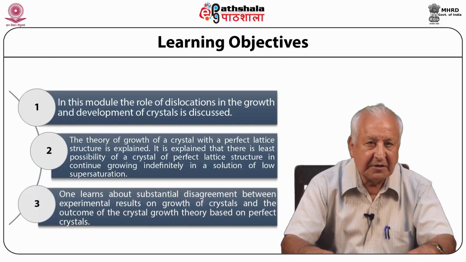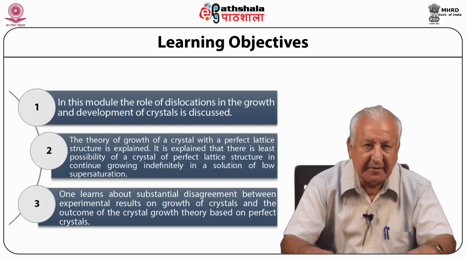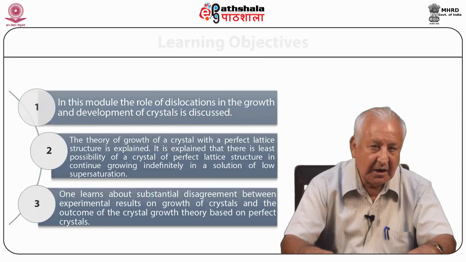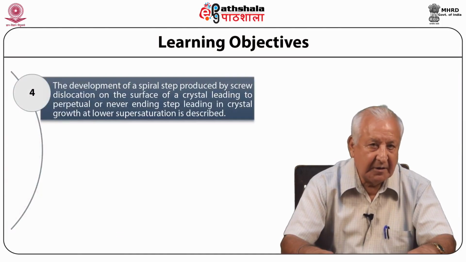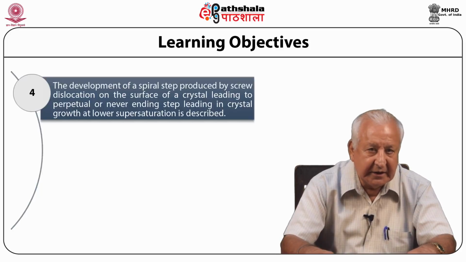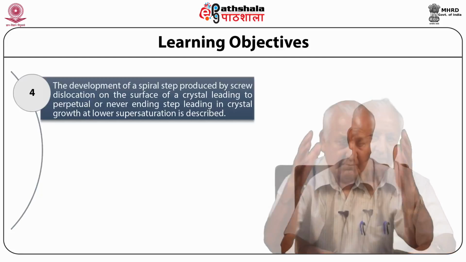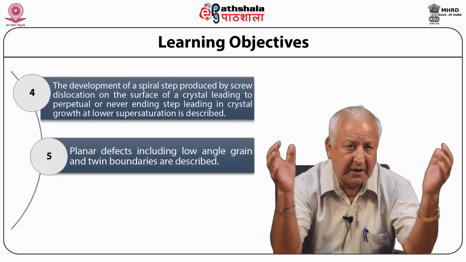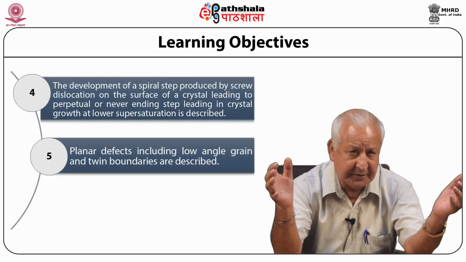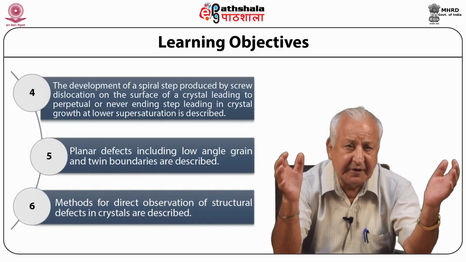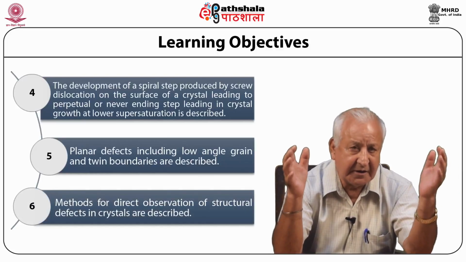One learns about the substantial disagreement between experimental results on growth of crystals and the outcome of the crystal growth theory based on perfect crystals. The development of a spiral step produced by screw dislocation on the surface of a crystal, leading to a perpetual or never-ending step, leading to crystal growth at lower supersaturations, is described. Planar defects, including low-angle grain and twin boundaries, are described. Methods for direct observation of structural defects in crystals are described.